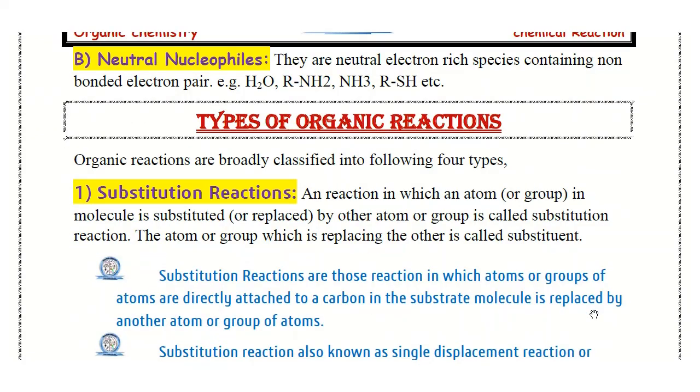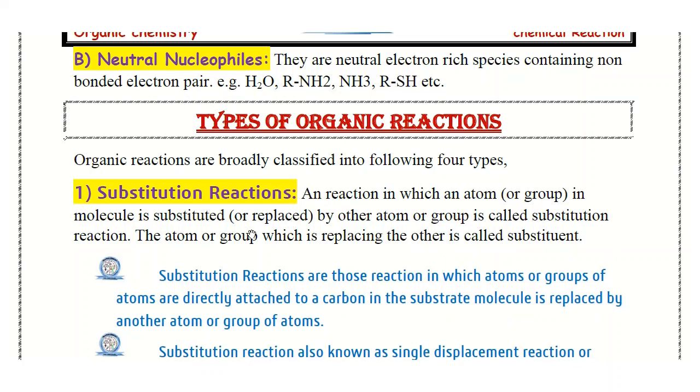So this was the basic about the reagent. Now let's discuss the different types of chemical reactions that take place in organic molecules. These are basically the types of organic reaction. Over here I am only giving an overview of the different types of organic chemical reaction. So first of all, let's discuss the substitution reaction.